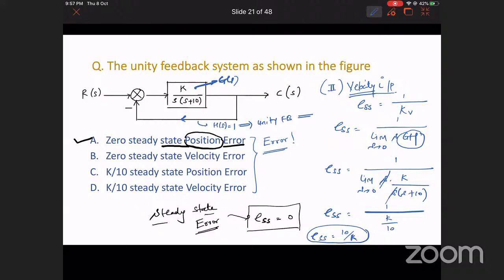ESS is equal to what? 10 by K. Yes or no? I hope you understood that. This is called a steady state velocity error, which is 10 by K. I'm sure you must have understood this, guys. Let me know, guys, if you have some doubts in this problem.